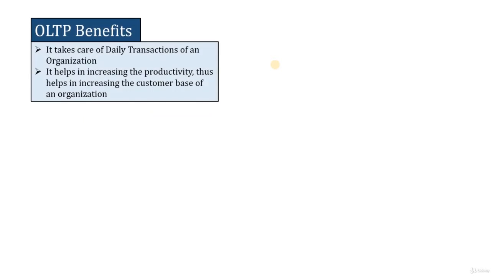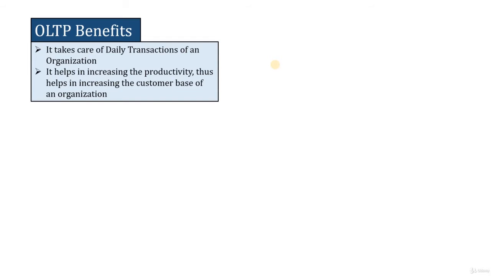So it takes care of daily transactions of an organization. It's basically administration. It takes care of administering the daily transactions of an organization. It helps in increasing productivity. Thus, it helps in increasing the customer base of an organization. So OLTP widens the customer base of an organization by simplifying the individual process. What do you mean by that?